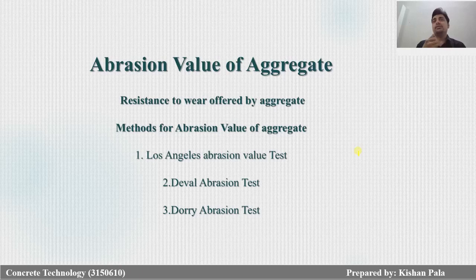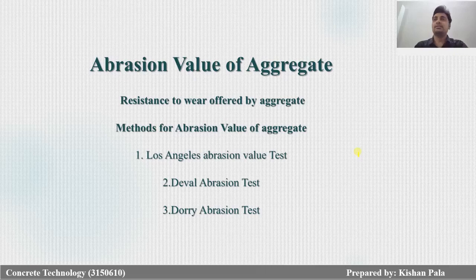It is defined as the resistance to wear offered by the aggregate, and this value is important for the concrete mass which is used as a pavement or any surface area. So this value is important for particular designated use. So how can we determine this abrasion value?